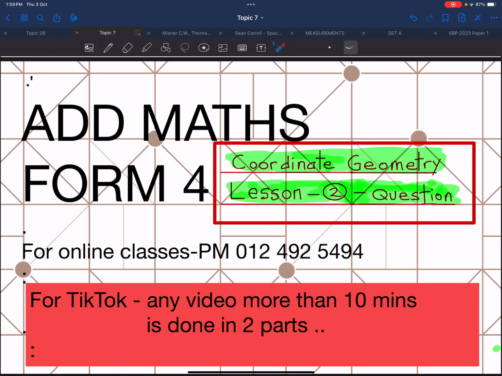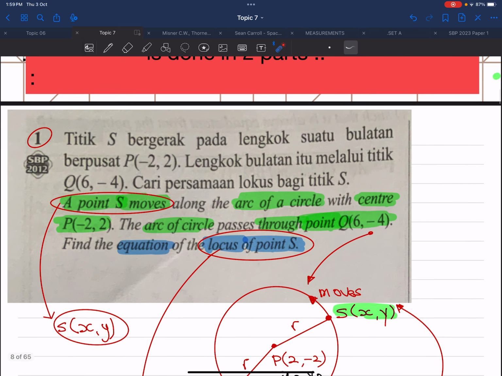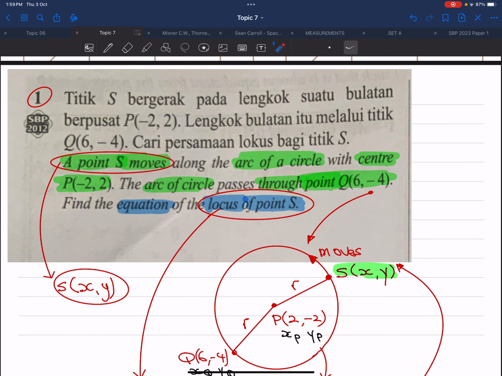Maths Form 4, topic Coordinate Geometry, Lesson 2, question. Step 1, collect what is given.